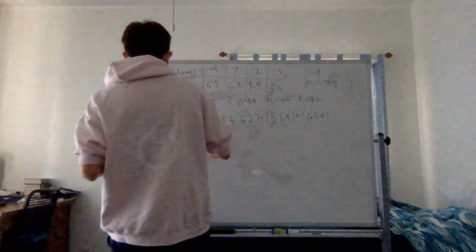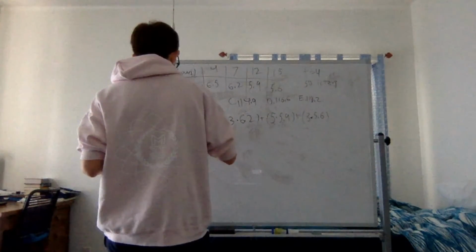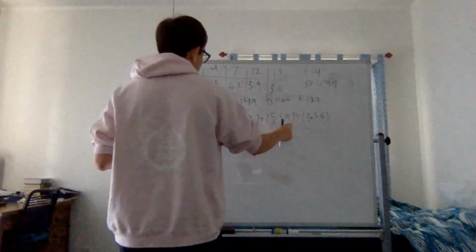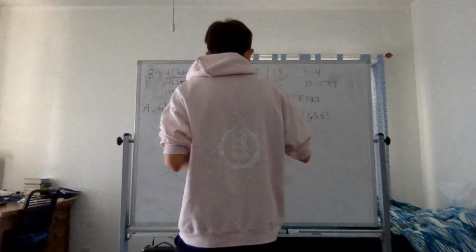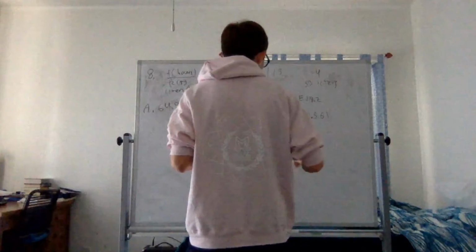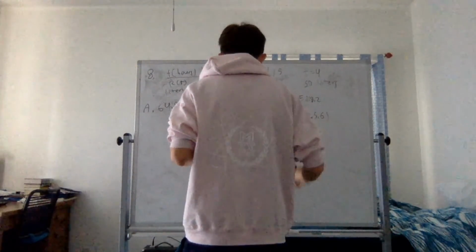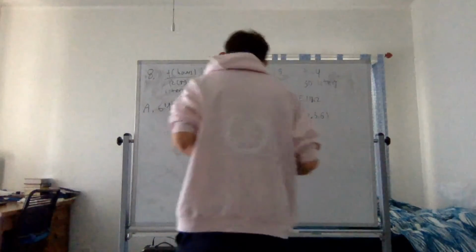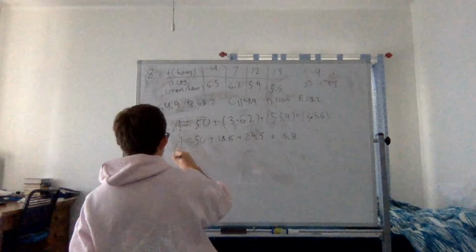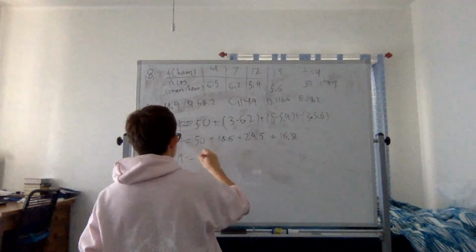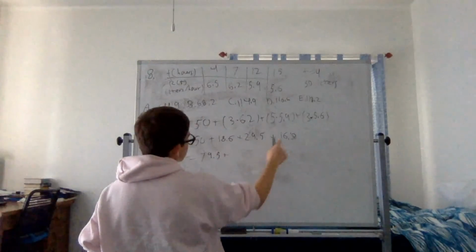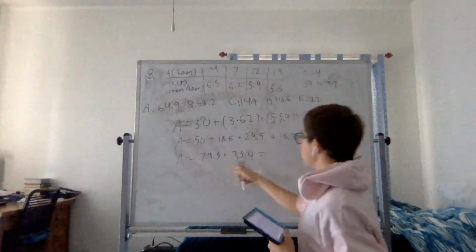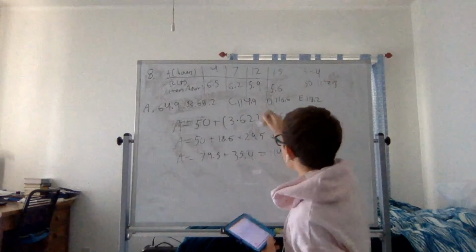Right? So now for this one, we just want to multiply this stuff out. So 3 times 16.2, that would be 18.6, plus 5 times 5.9, that's 29.5, plus 3 times 5.6, that is 16.8. Right? So now the amount is equal to 50 plus 29.5, so 79.5, plus 18.6 plus 16.8, that's 35.4. When you add these two together, you get 114.9, or answer choice C.